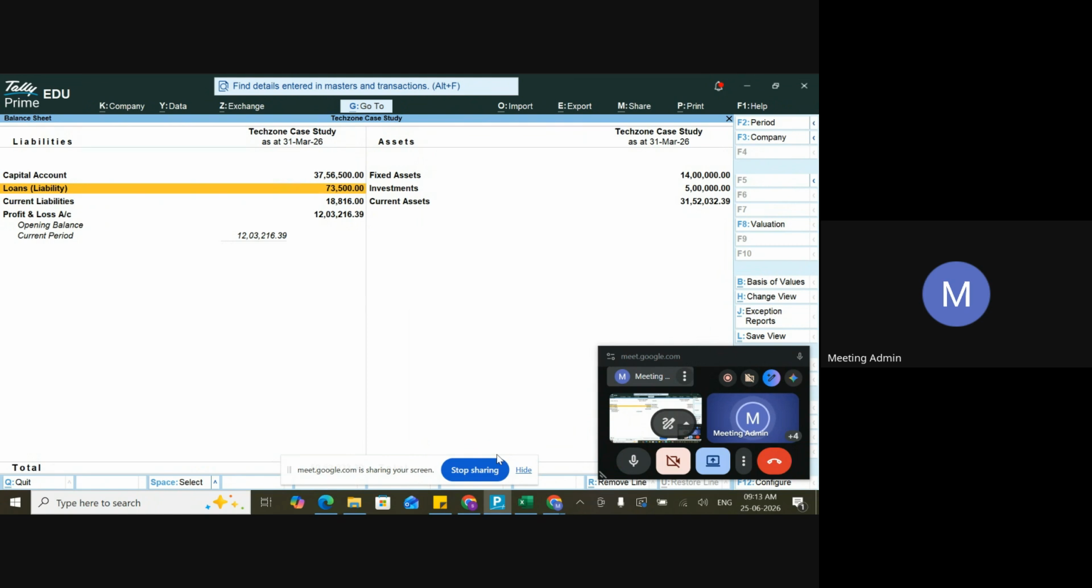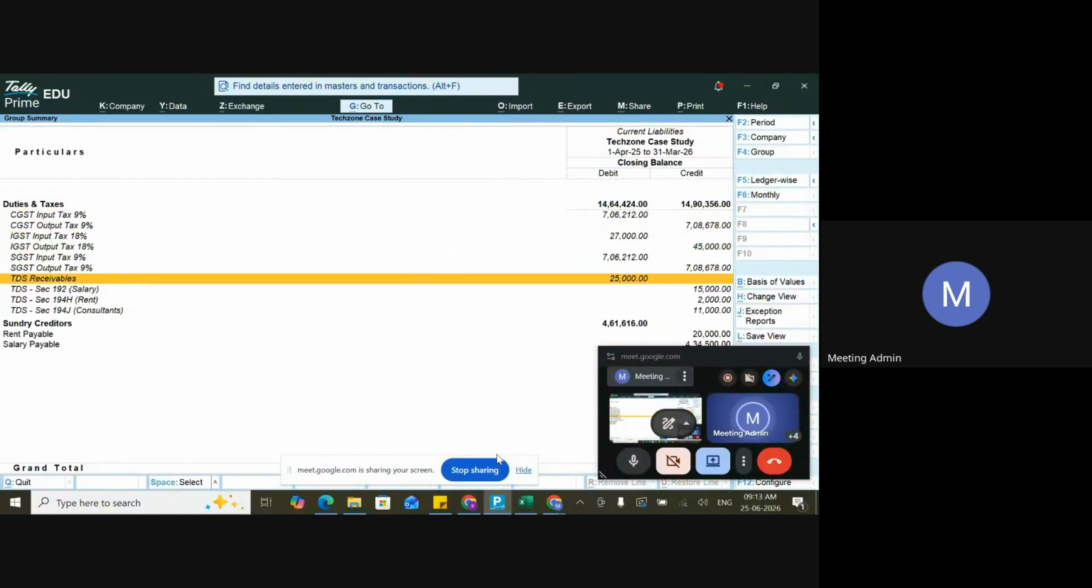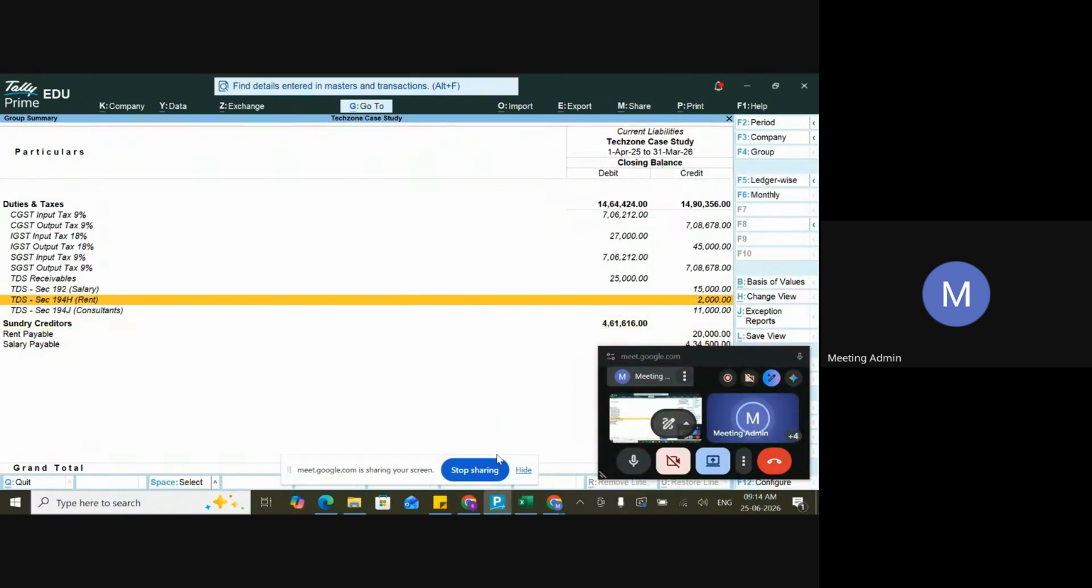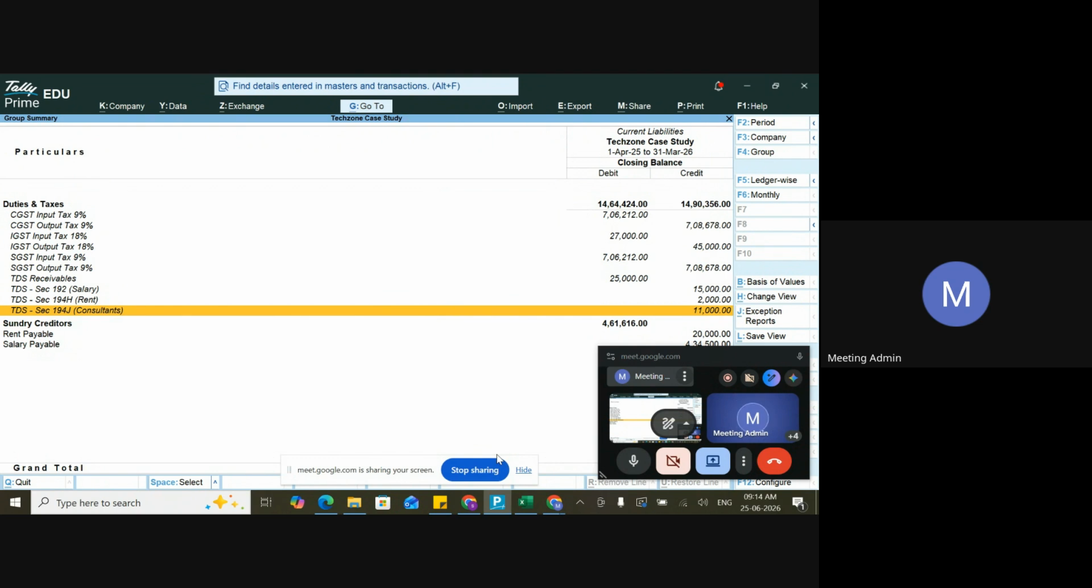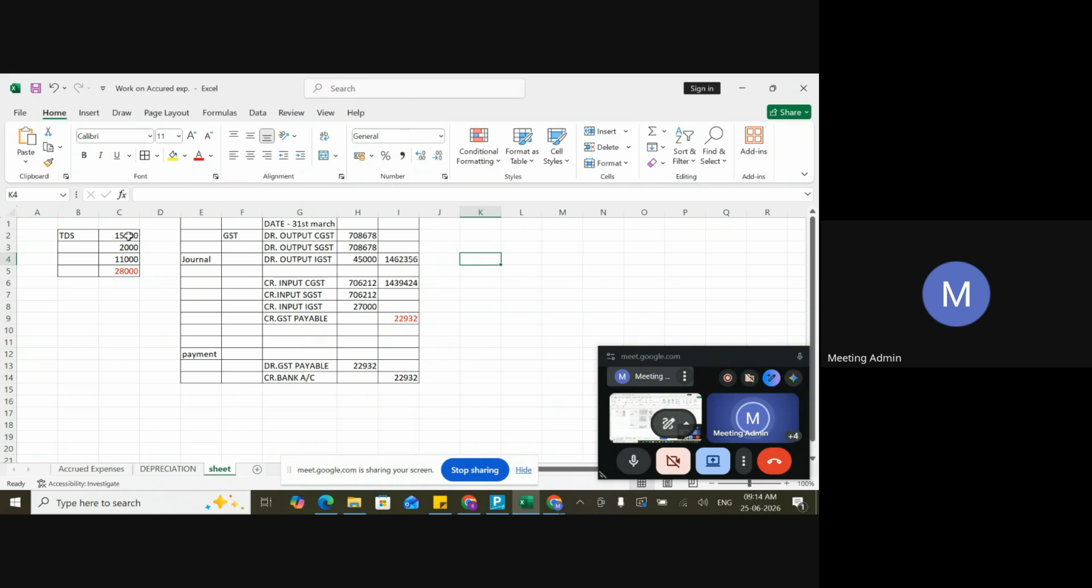So if we go to balance sheet, if we go to current liabilities, and press Alt F1, can you see this TDS? Okay, can you see this TDS? This entry we have to pass. Here I made the calculation. Can you see this TDS? Yes, ma'am. 15,000, 2,000, 11,000. So this amount we need to pay.